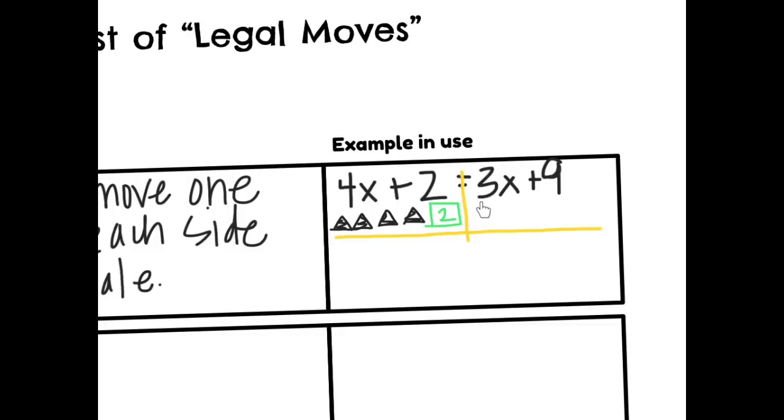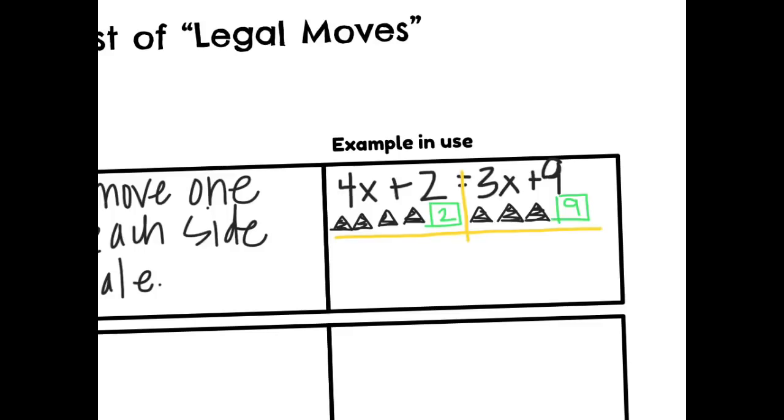What we have on the other side is 3 x's, right? 3x right next to each other means 3 triangles. And we've got a plus, we don't write any pluses, and a regular positive 9. So again, when we start getting into some color coding, you'll see that 9s are positive. So we've got 4x plus 2 equals 3x plus 9 with our triangles. What we have been practicing is now what we can do with this information.